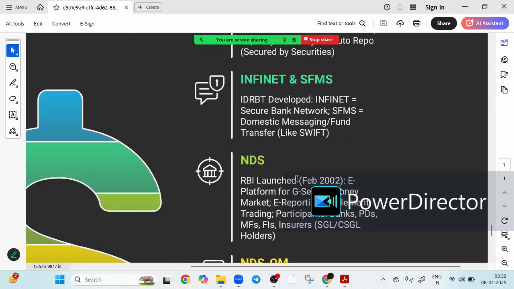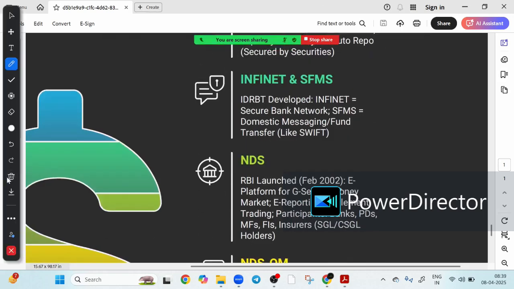Then we have the second thing, that is called Infinet and SFMS. What is Infinet? Let's talk about it. This is a super secure banking internet that is called Infinet, right? The full form is Indian Financial Network, right? It is a closed network. Remember, it is a closed network developed by RBI for secure communication between member banks. So if member banks want to communicate securely, they can use the help of Infinet, that is Indian Financial Network, right? And add to that, SFMS.